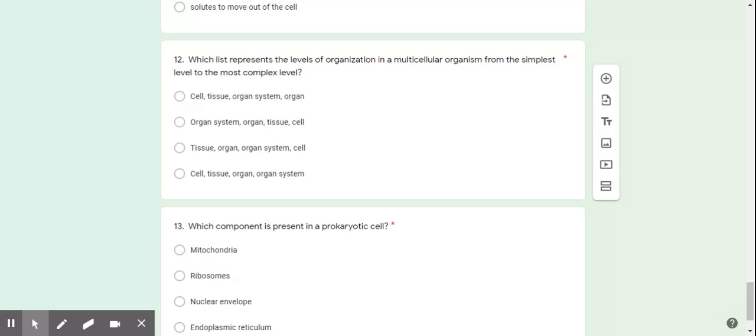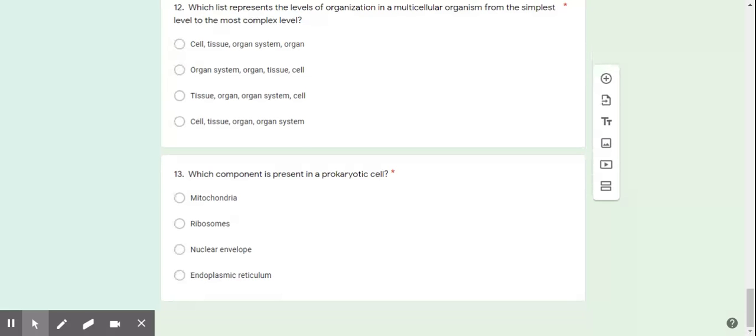Number 12, which list represents the levels of organization in a multicellular organism from the simplest level to the most complex level? Is it cell, tissue, organ system, organ? Organ system, organ, tissue, cell? Tissue, organ system, cell? Or cell, tissue, organ system?